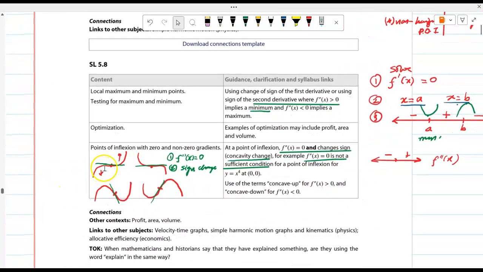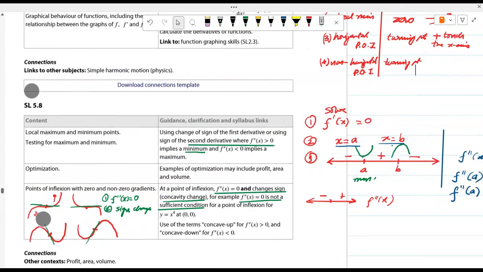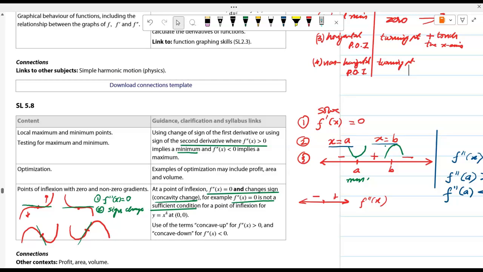These are your horizontal points of inflection, and these are your non-horizontal. When the slope is 0, it's a horizontal point of inflection. And these are non-horizontal points of inflection. So then you have to specify, right? You have to observe it. When they say find the point of inflection, you have to specify, unless they ask you to specify.